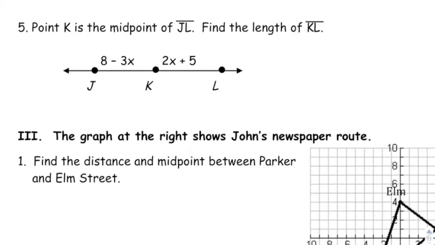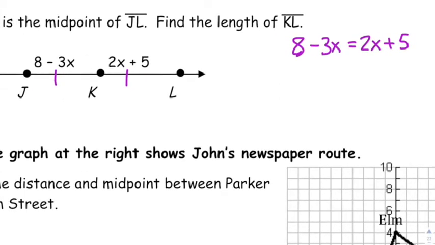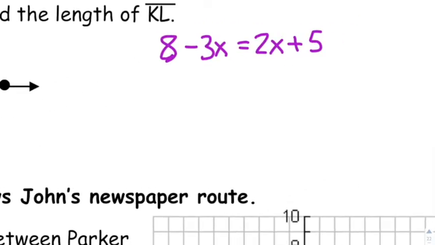Next problem here. This is actually kind of a review problem from 1.2 with the segment addition postulate stuff. Notice K is the midpoint, so that means these two segments are congruent. So we can go 8 minus 3x equals 2x plus 5. The reason we do that, if we have a midpoint, JK is congruent to KL. Therefore, those algebraic expressions are equal. All right, and then we can get x by itself. We can add 3x to both sides. We can subtract 5 from both sides as well. That's getting us 3 right there.